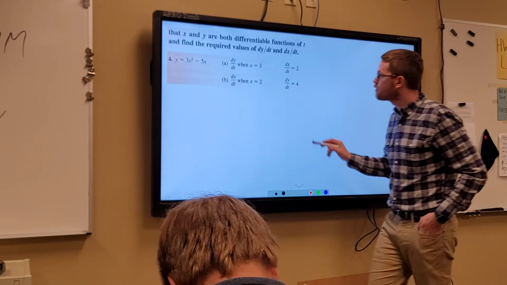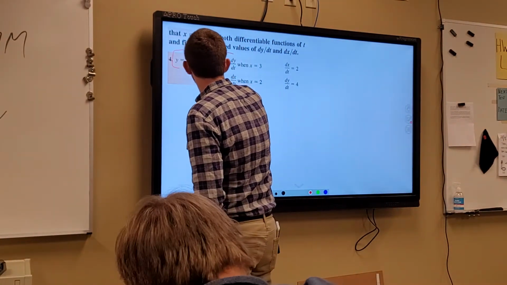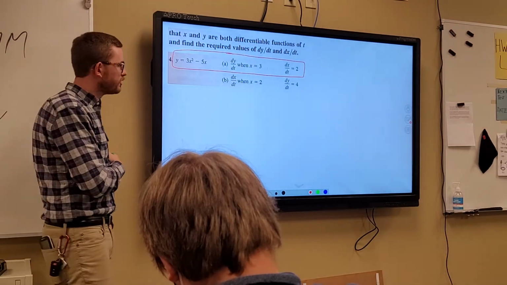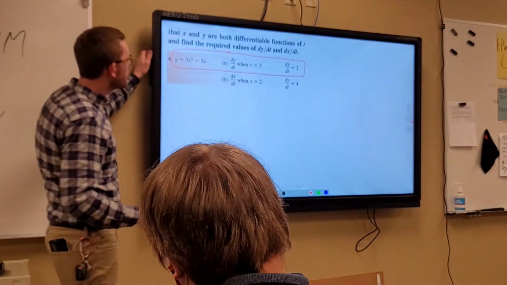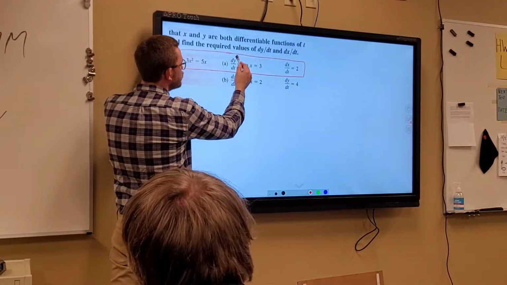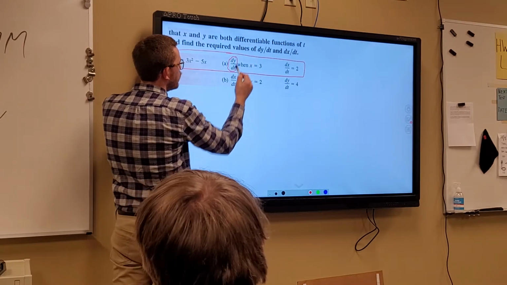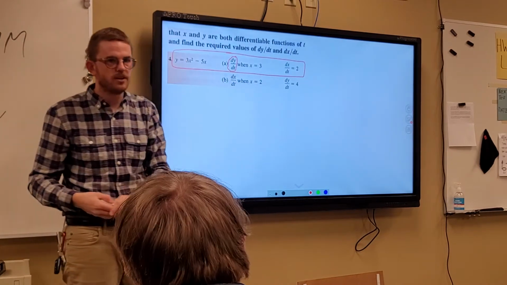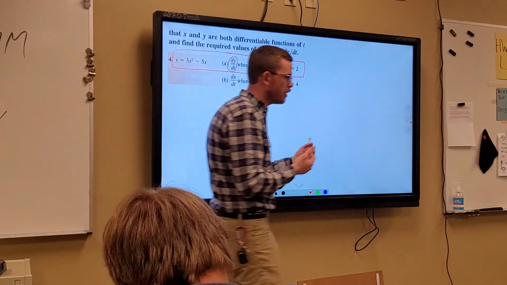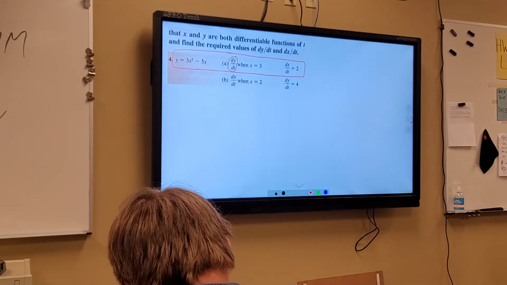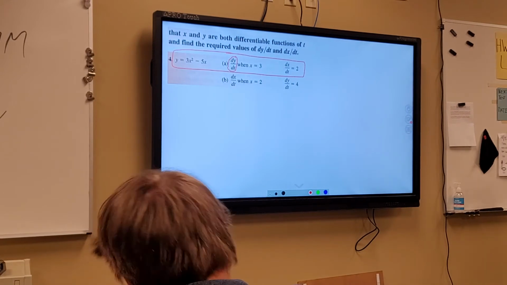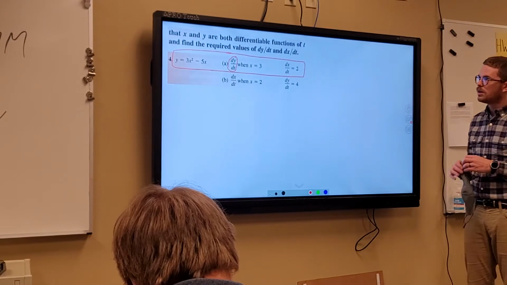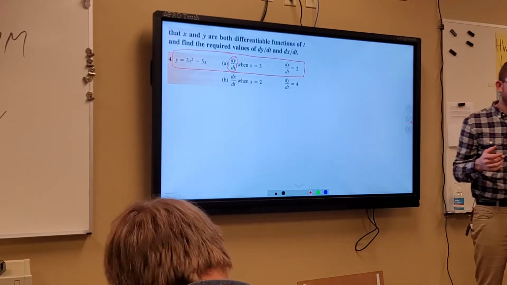Let's take a look at this first one right here. So instead of writing it all out as a sentence, you're looking for dy over dt, just like we did a second ago, when x is 3 and dx over dt is 2. So taking the information, they've already kind of written it out in that notation we would expect. Let's try to find dy over dt.